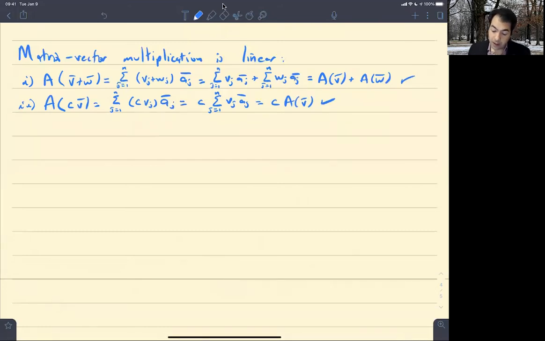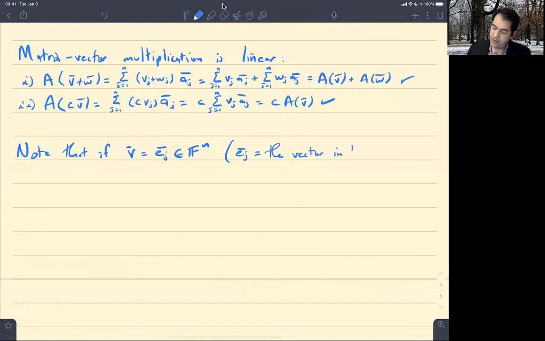Another thing to notice, let's say you take a very simple vector. This is a vector we're going to call Ej. So Ej is the vector in Fn with a 1 in the jth coordinate and zeros in other coordinates.